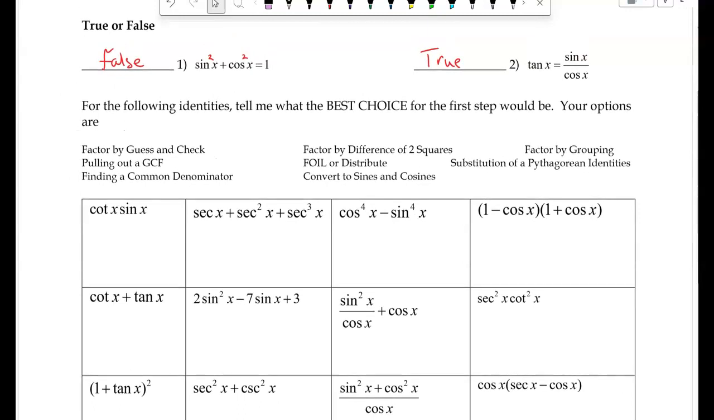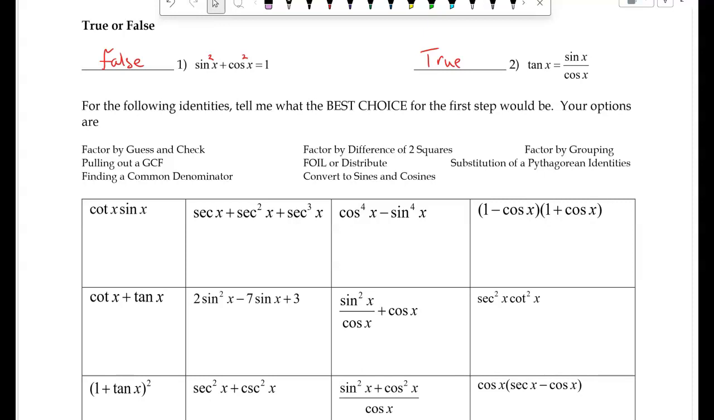Okay, so here's what we're going to do next. We're going to talk about, if this was one side of a proof, what would you do? If this was the icky or ugly looking side, what should we do? So here are the choices. You're going to factor by guess and check. We're going to pull out a greatest common factor. Find a common denominator. Maybe factor by difference of squares. Should we FOIL or distribute?